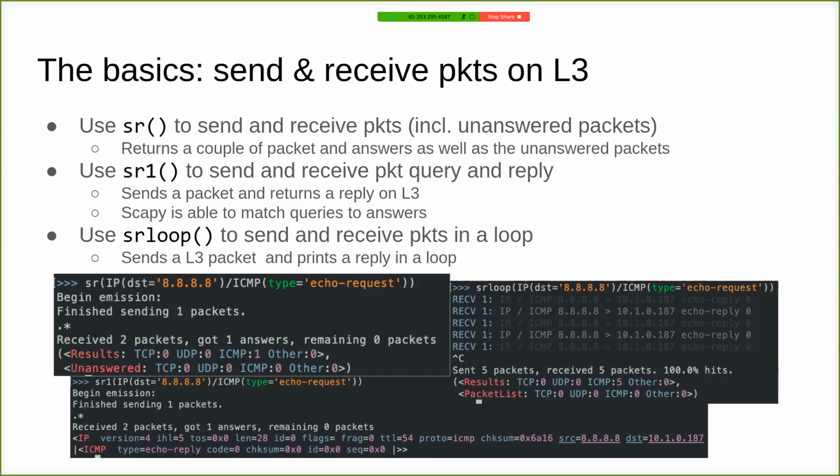So, for example, in the picture to the left, we see that we are again sending the ping to the Google DNS server, and we received 2 packets, but we got 1 answer. Scapy is intelligent enough to match queries to answers. For example, if we are sending an echo request to 8.8.8.8 and we receive a reply, then it is able to match them. Then there is another function called sr1, which is designed for cases where you want to send 1 packet and you are waiting for a reply.